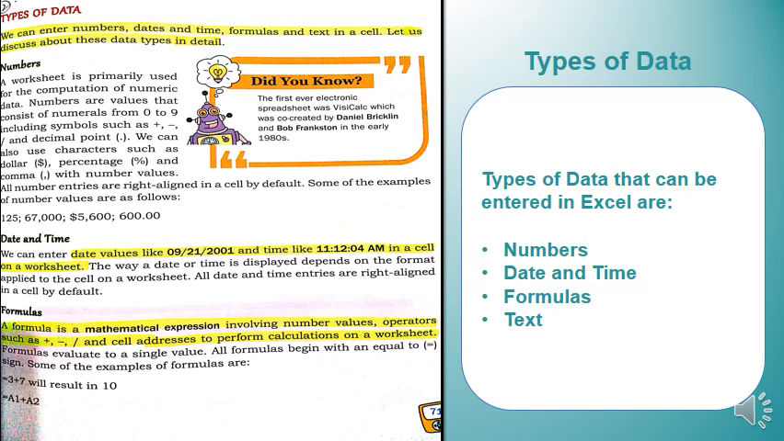Formulas evaluate to a single value. All formulas begin with an equal to sign. Some examples of formulas are given here. A formula can also be calculated with cell addresses and it only evaluates to a single value. And a formula always begins with an equal to sign. So I hope now each and everything regarding this lesson is clear to you, and please highlight these points on your computer book.